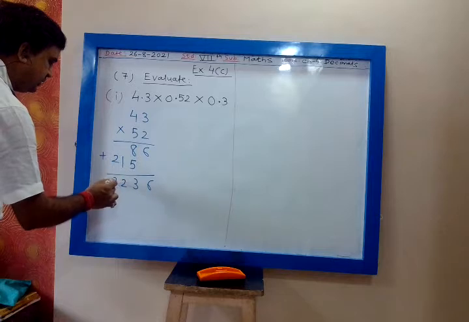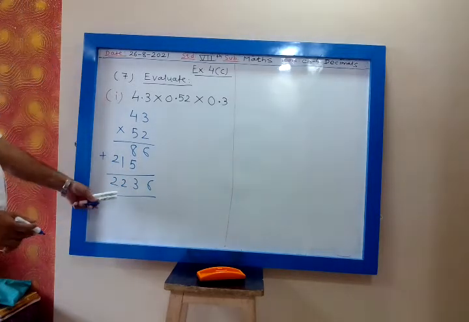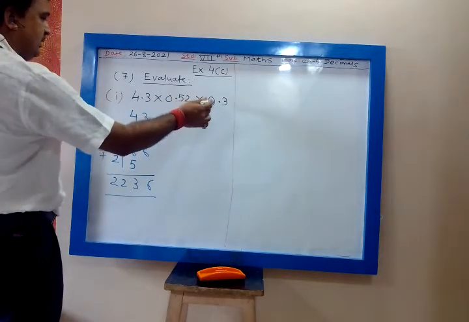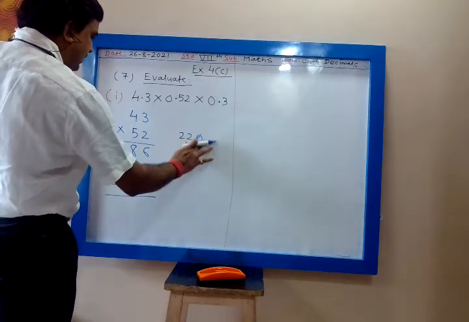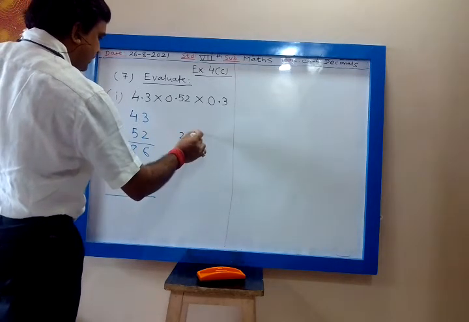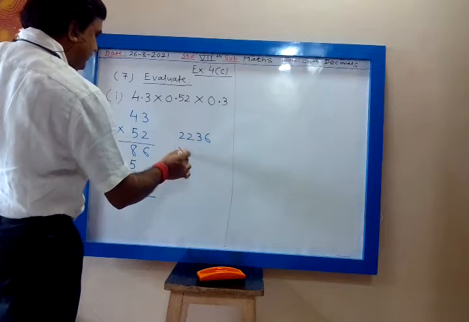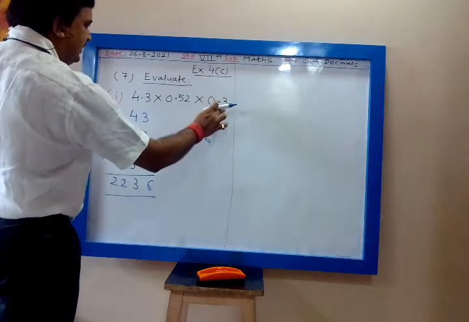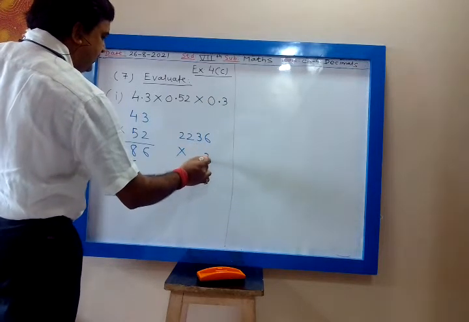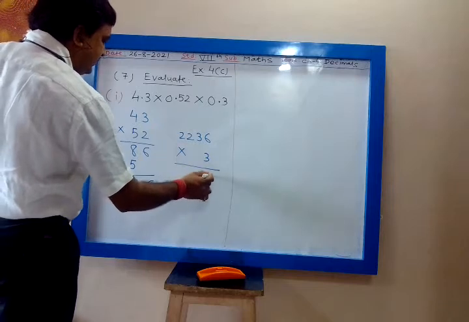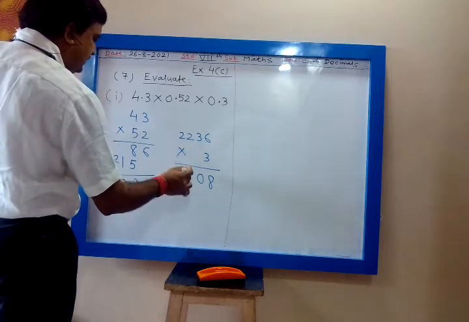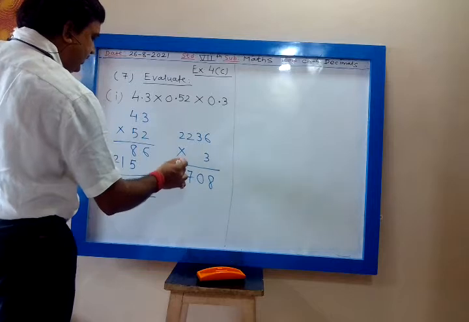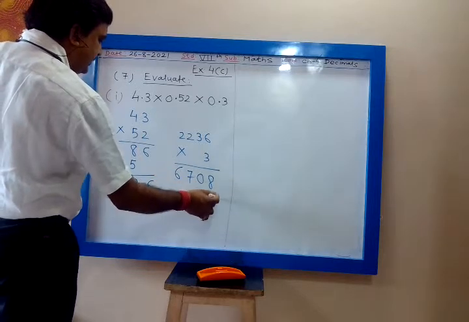Then 2 2 3 6. Then we have to multiply 0 3. Neglect the decimal, it will be 0 3. 0 3 is same as 3. 3 6s are 18, 3 3s are 9 plus 1, 10, 3 2s are 6 plus 1, 7, 3 2s are 6. 6 7 0 8.